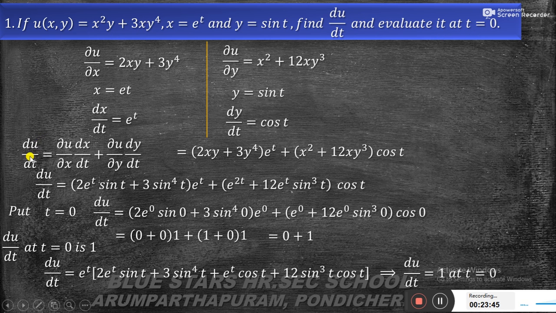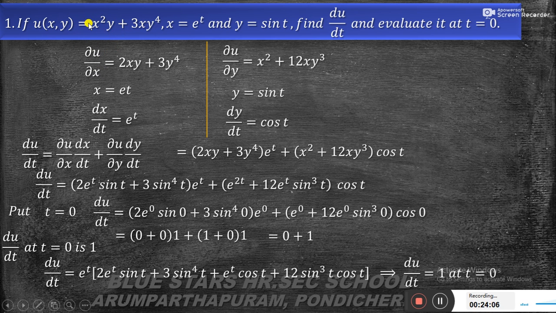So we know that du by dt means dou u by dou x into dx by dt plus dou u by dou y into dy by dt. Here the given function is u of x comma y equals x square y plus 3xy power 4. So dou u by dou x: differentiate with respect to x, on both sides.